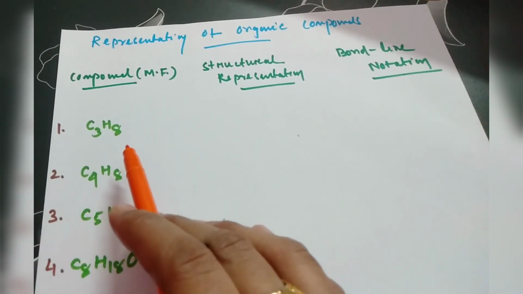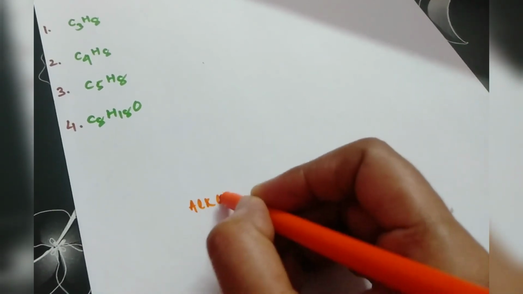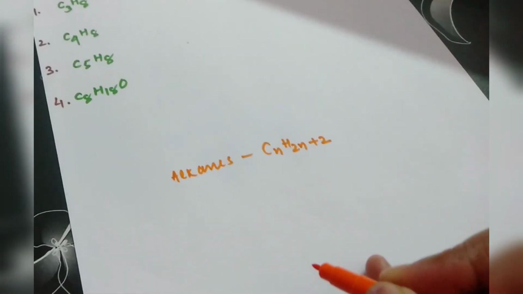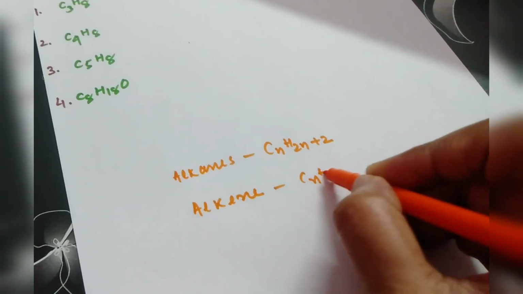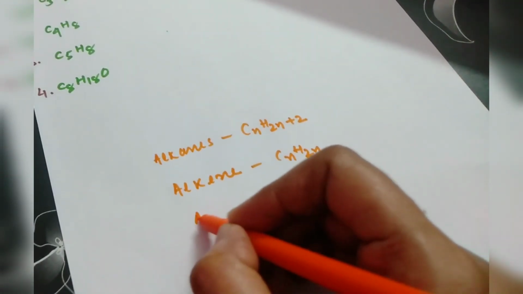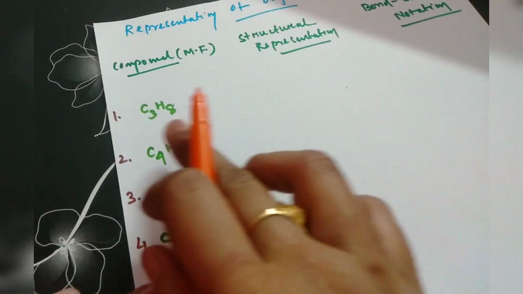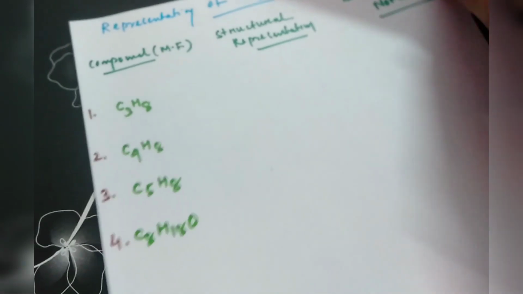First of all, you should know the general formulas. Tell me, what is the general formula of alkane? If I write alkane, the general formula is CnH2n+2. If it is alkene, ENE, then the general formula is CnH2n. And if it is alkyne, YNE, the general formula is CnH2n-2. So see here, C3H8 is an example of a compound having the general formula of an alkane.